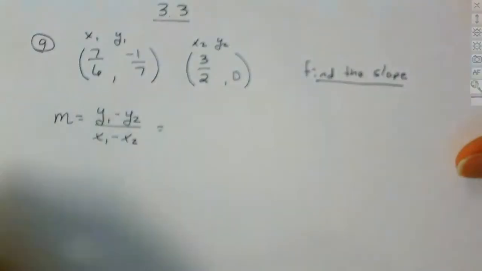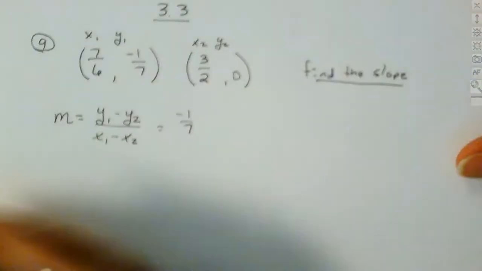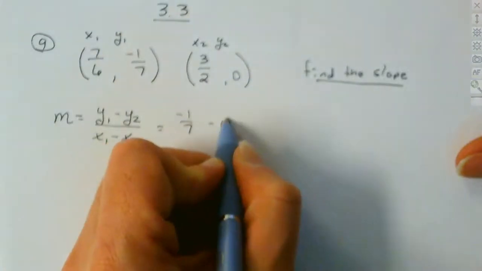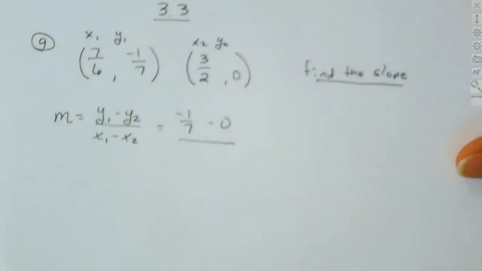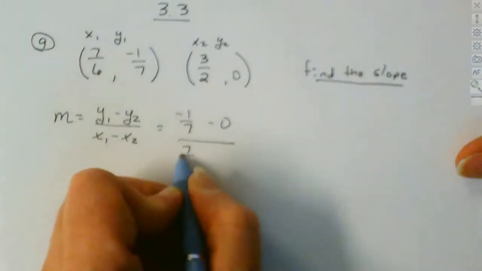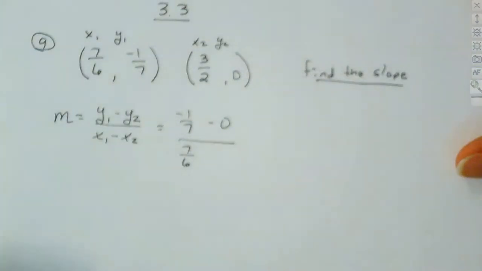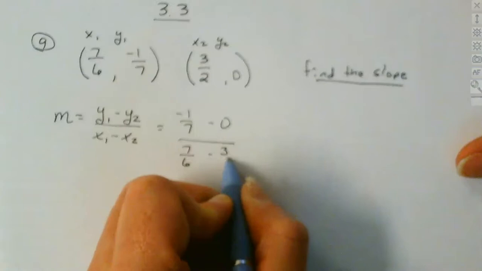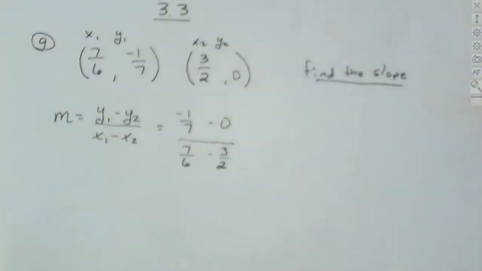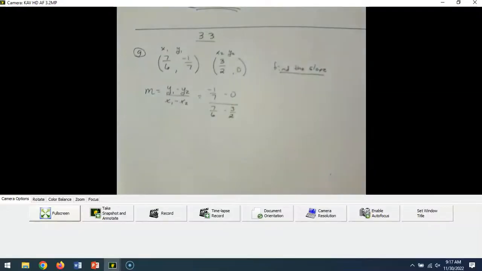So we're going to plug in our values. We've got -1/7 minus 0 over, down below, we've got 7/6 minus 3/2.